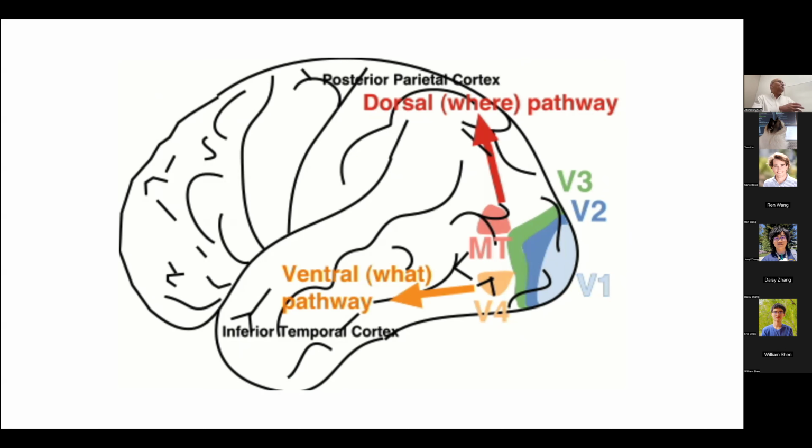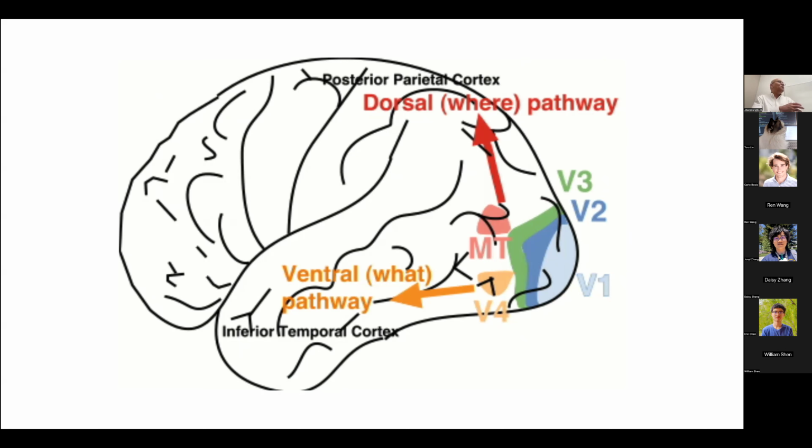Okay, so this is a summary of what I said so far. There's the what system, which is recognizing objects and measuring their attributes. And then there is the where system, which you could think of as spatial location, but actually, more importantly, it's guiding action. It's the how system.